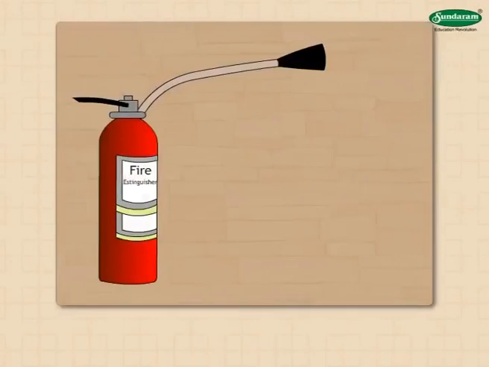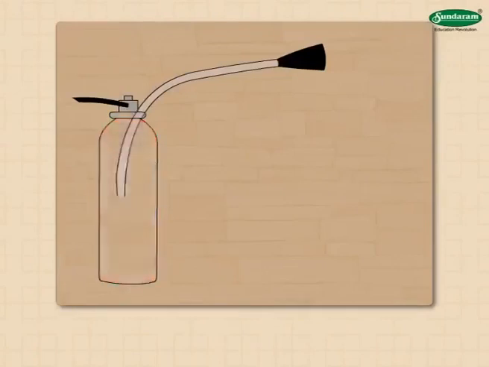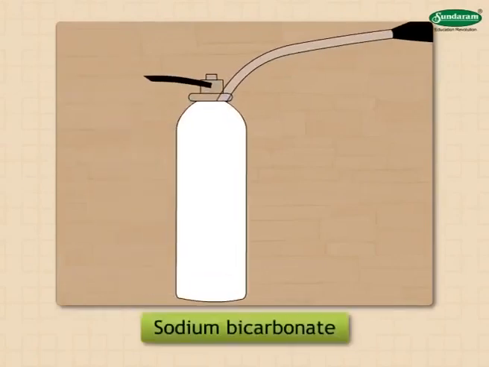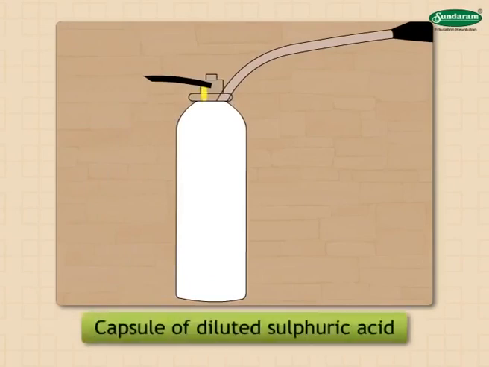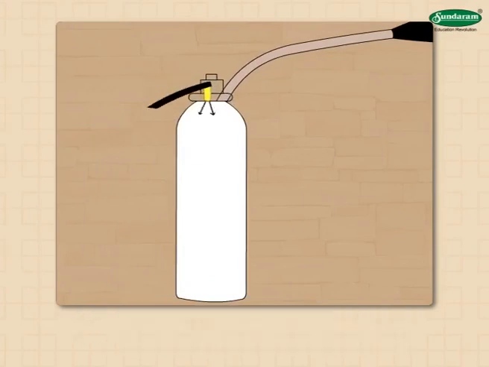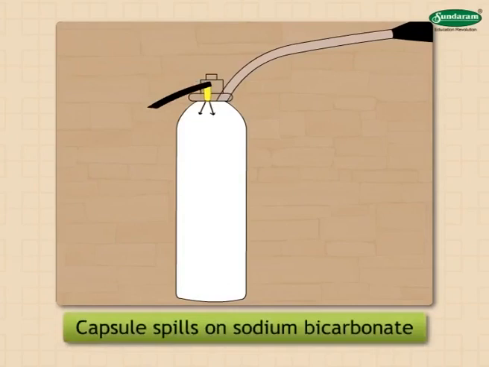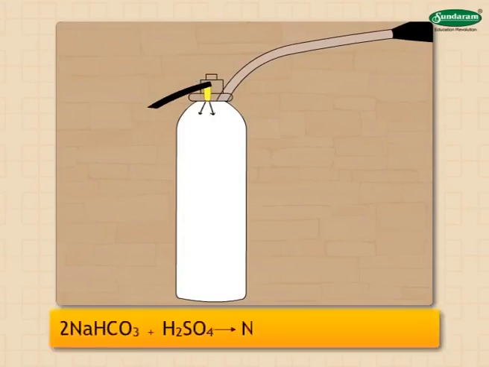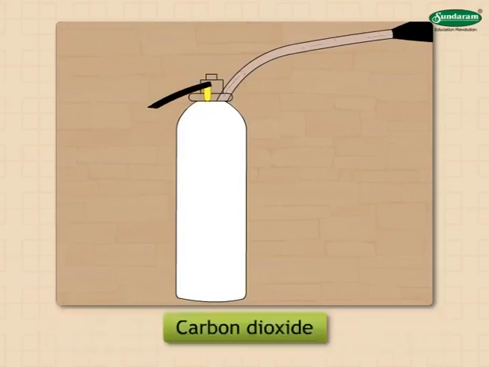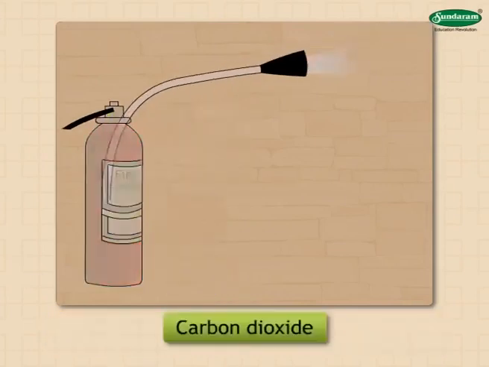The fire extinguishers consist of a cylinder filled with a solution of sodium bicarbonate. There is also a capsule of diluted sulfuric acid in it. When the knob is pressed, the acid in the capsule spills on the sodium bicarbonate. Chemical reaction takes place and carbon dioxide is produced, which gushes out of the cylinder.